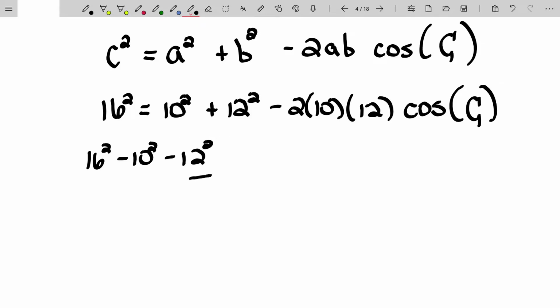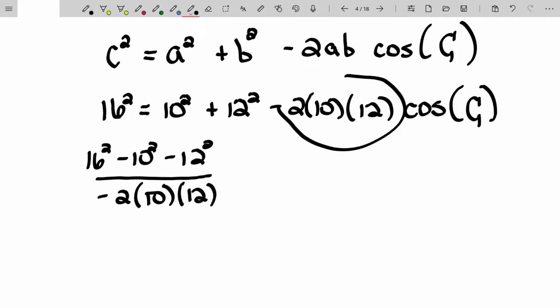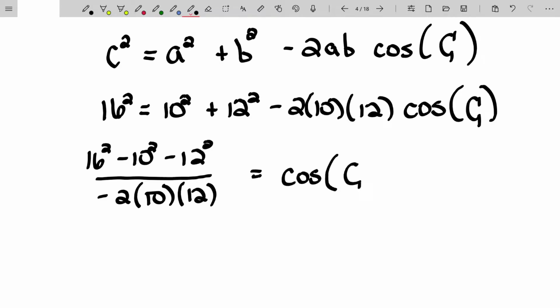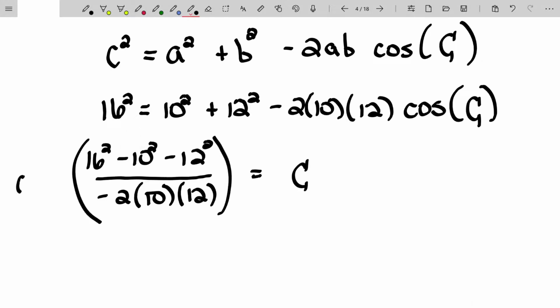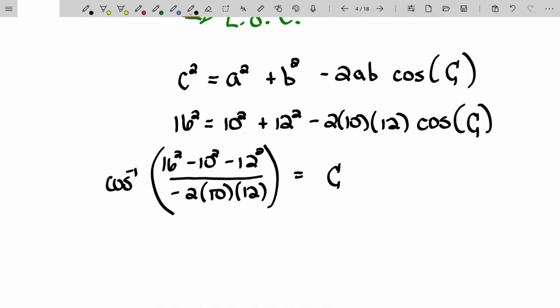Then you would divide both sides by a negative 2 times 10 times 12, so that would get all of this stuff moved to the other side, and then you just would have a cosine of c. Of course, you could also have just said, and then I would take the cosine inverse of both sides, and that would give you the full and complete angle C there. And now you go to Desmos to find out this value.